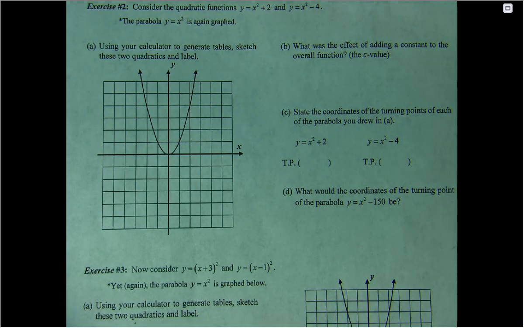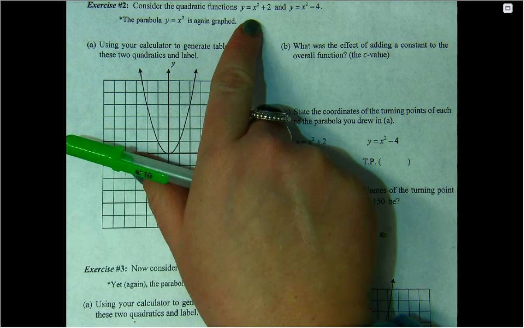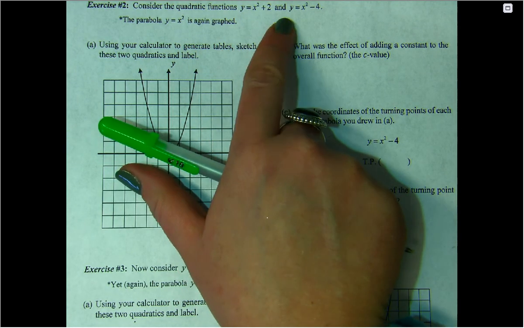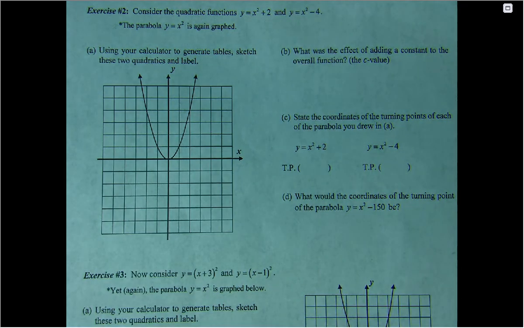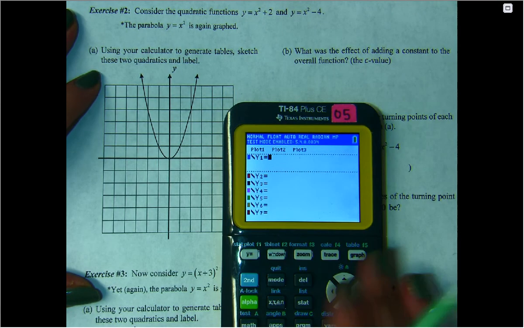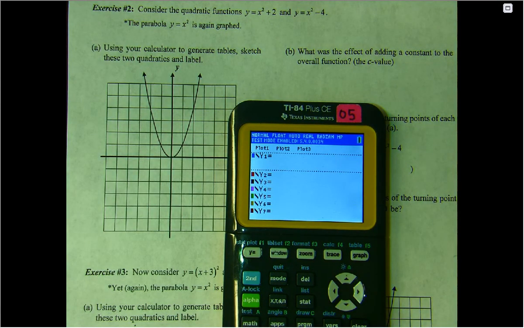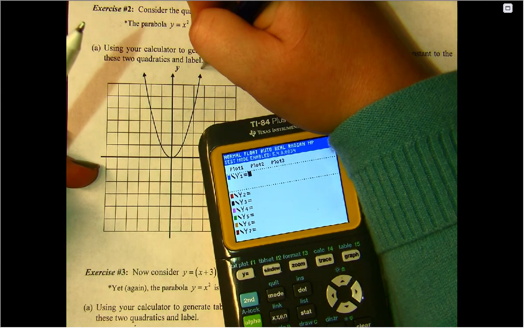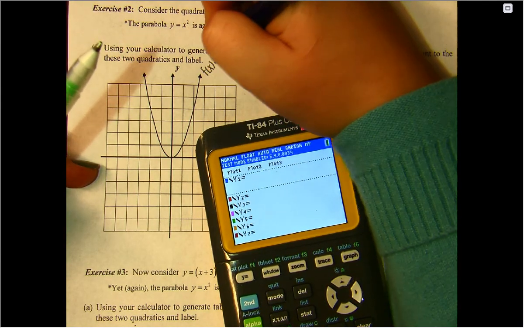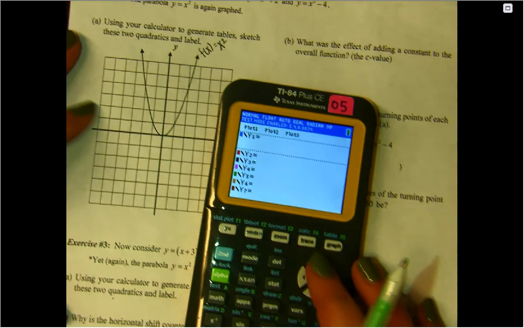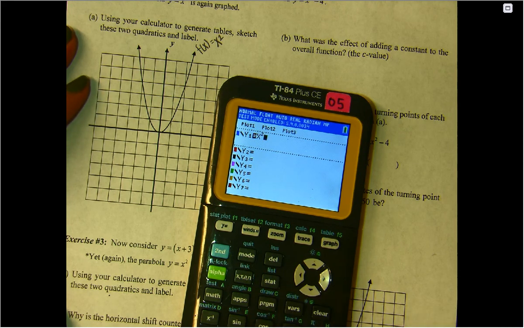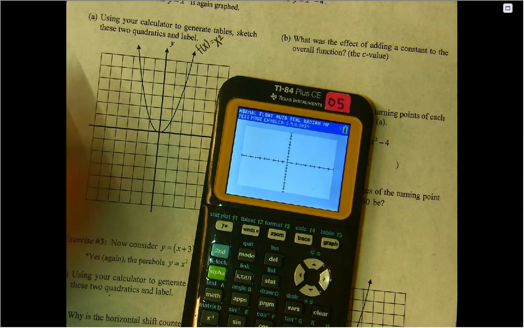So the first thing I want to do here is consider the quadratic function y equals x squared plus 2. And now I want to look at x squared minus 4. What do you think is going to happen when I put this into my graphing calculator? So remember, this one here is f of x equals x squared. Okay. And let's look at x squared minus 4. Let's look at this graph.